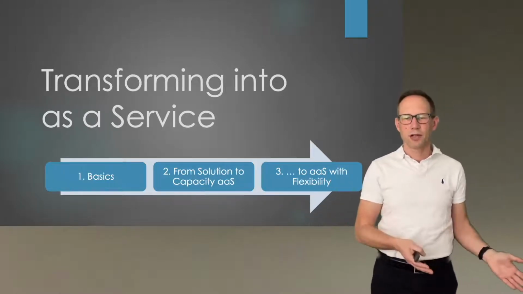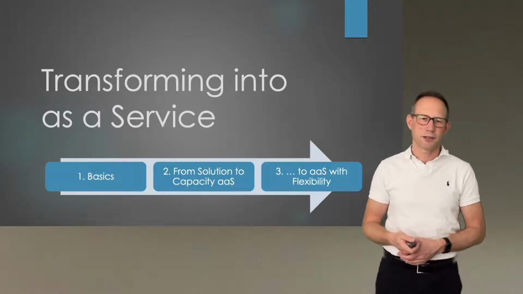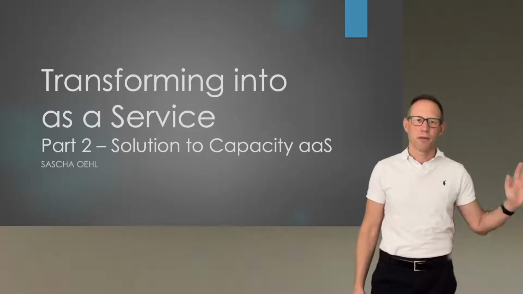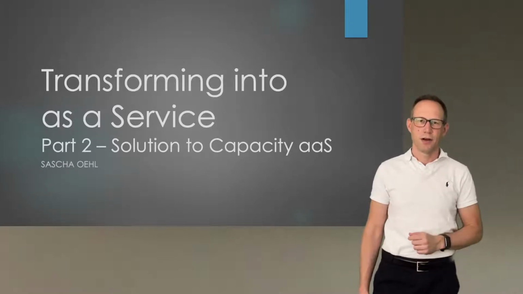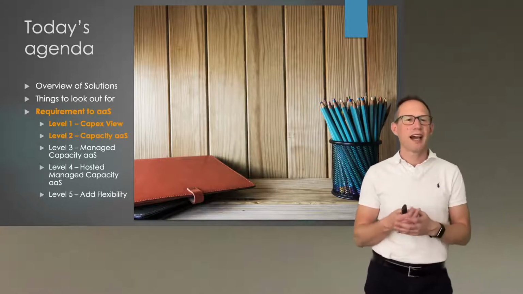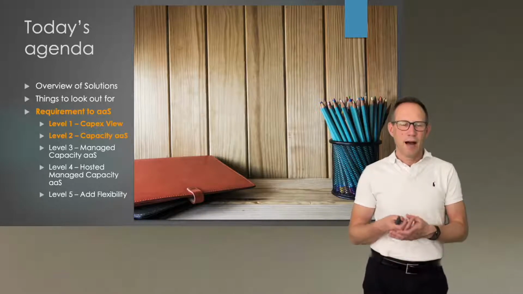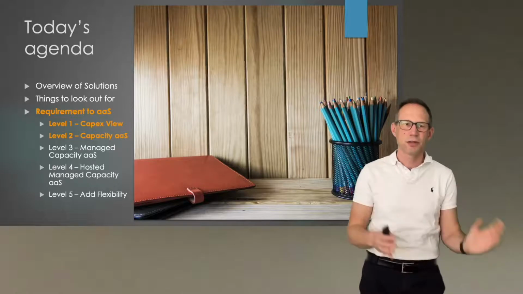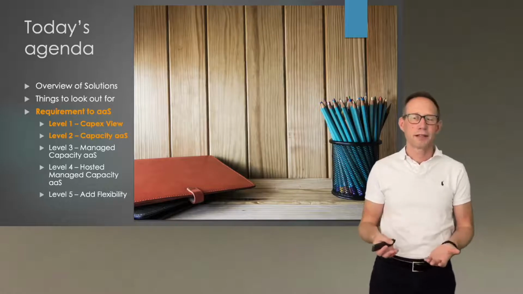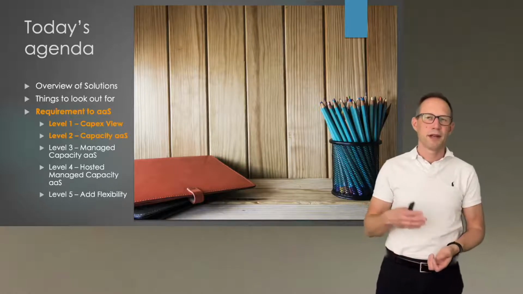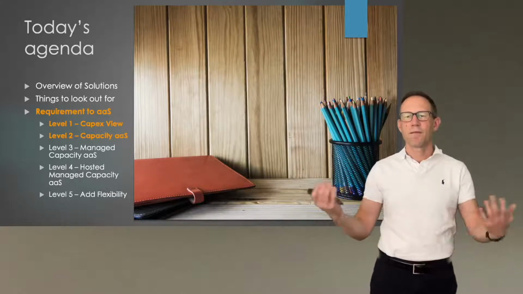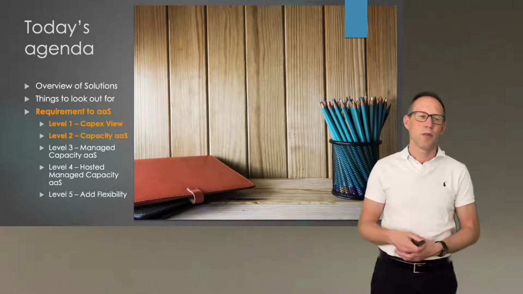This is done partially in PowerPoint and partially in Excel sheets. So let's start today with part 2 of the journey, from the solution to the capacity as a service. Our agenda today: firstly, we will look into a CapEx view of the solution. When we have built a CapEx solution, we're porting it into utility pricing with very few factors and a very basic thing. Then in module 3, we're adding some management, hosting and some flexibility to make it more complex and more customer oriented.